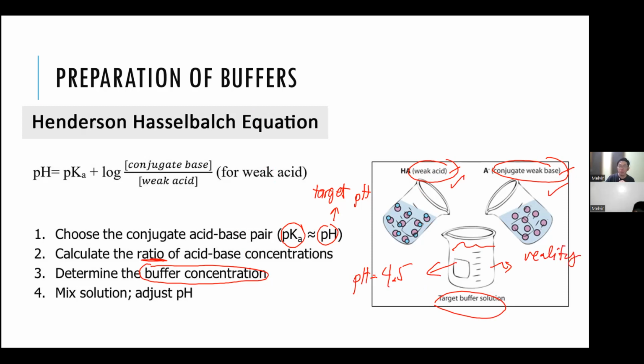Hindi mo kaagad makukuha yung 4.5. Let's say ang nakuha mo ay 4.6. Ito yung pH meter reading mo. Anong gagawin mo? Minix mo na sila, tapos nagbasa ka using pH meter. Hoy, hindi 4.5 yung nabuo ko. 4.5 ang target mo, so 4.6 yung nakuha mo. Paano mo yan i-adjust? Kasi nakalagay dyan sa last step, adjust pH.